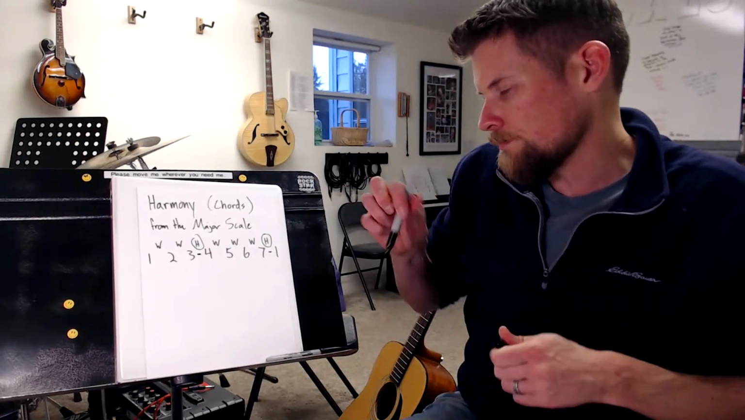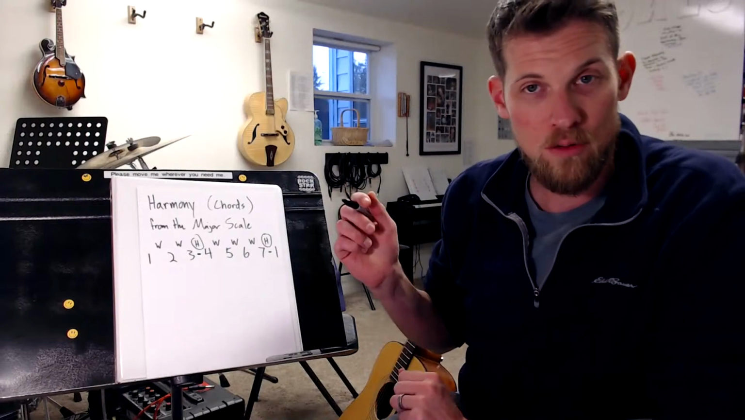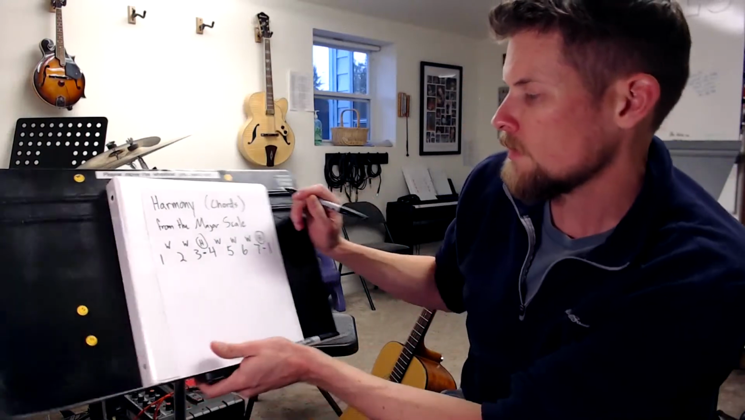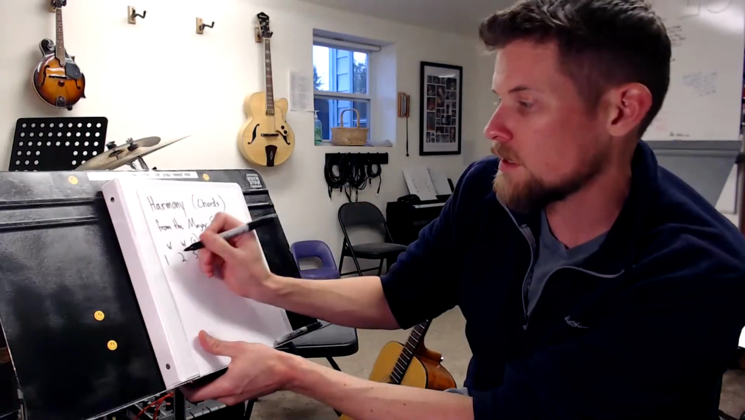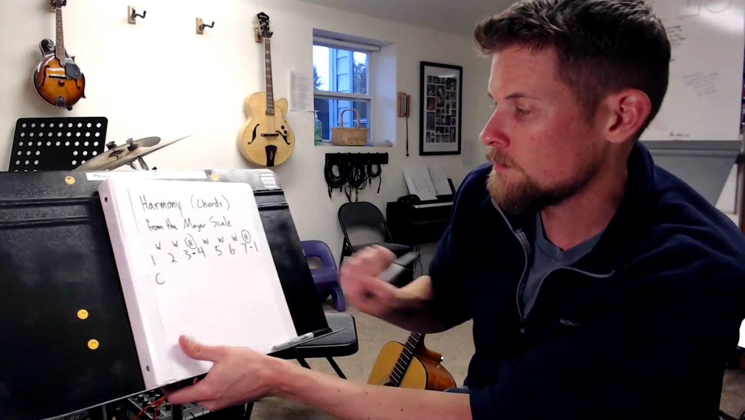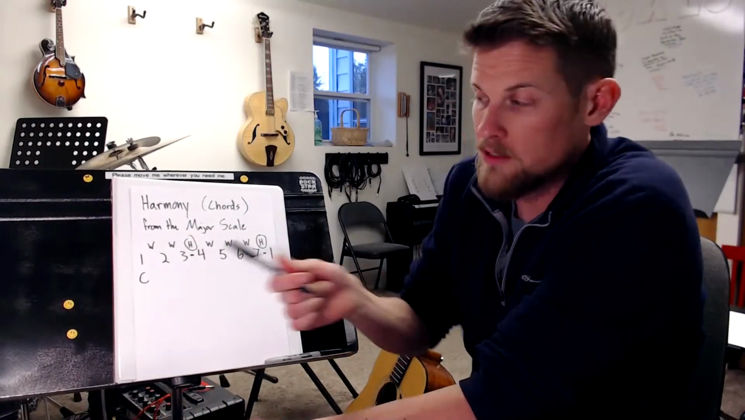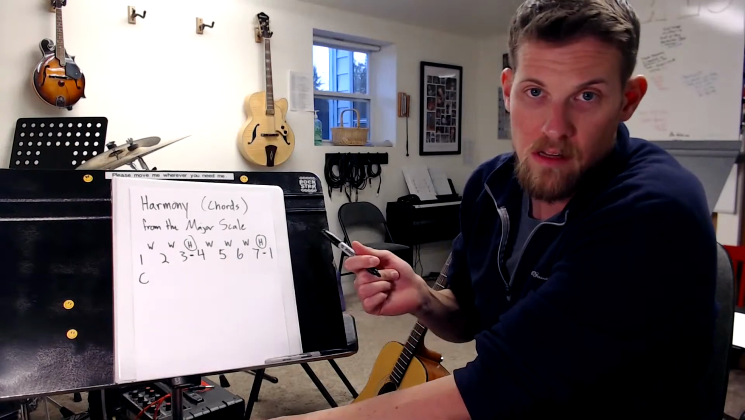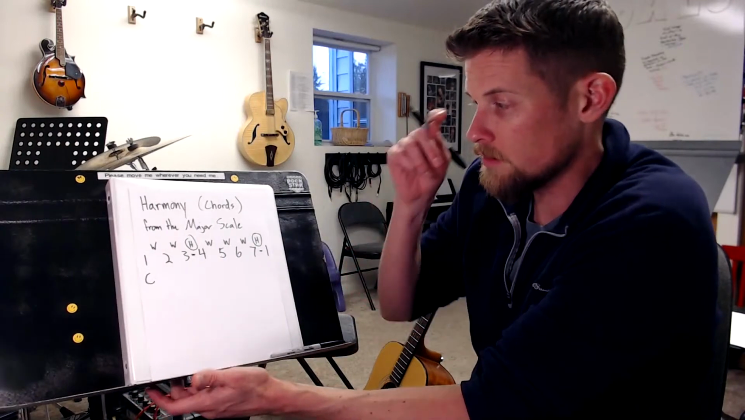Okay, so now let's take some actual notes as examples. We're going to use the C major scale. We're going to make C our 1. These are just examples. We could take any note as our 1, and then all the rest of the notes follow as long as we follow the formula.